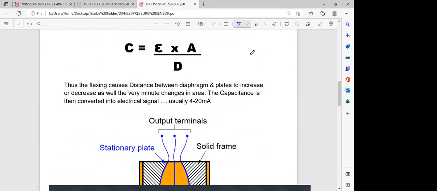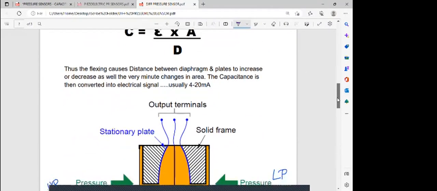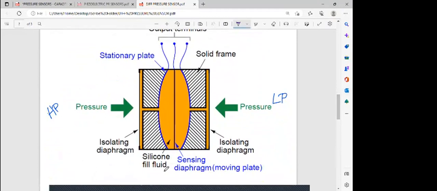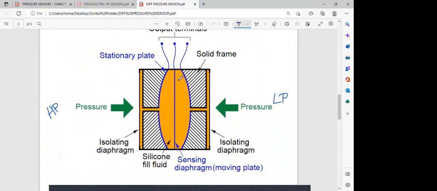Once again, we are using the same formula. That same formula is now going to be applied for two capacitors. If this pressure is higher, then obviously this diaphragm is going to be deflecting towards the right-hand side. And if the pressure is from this side, we're always having high pressure and low pressure, as far as your boiler is concerned.